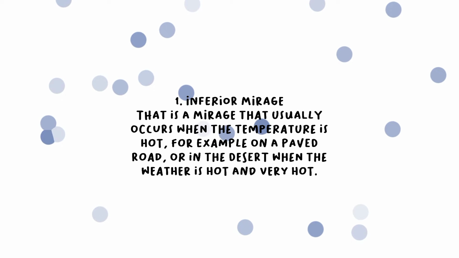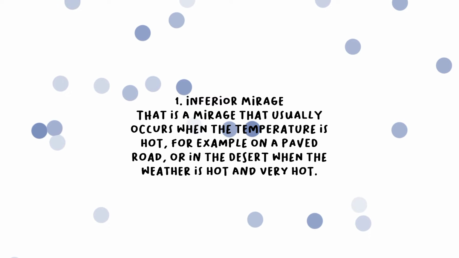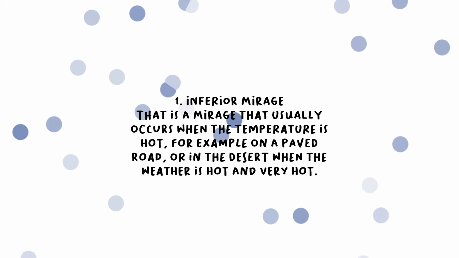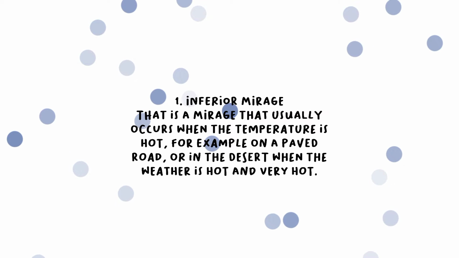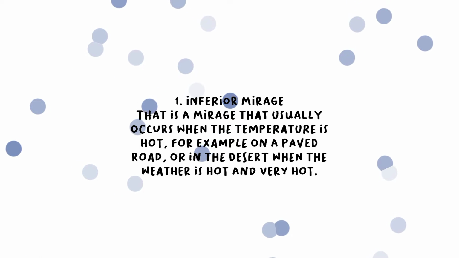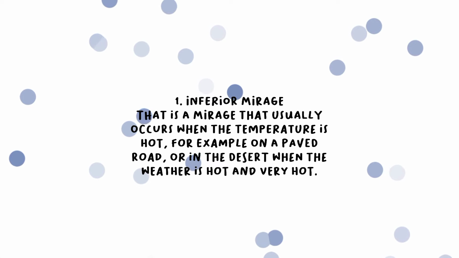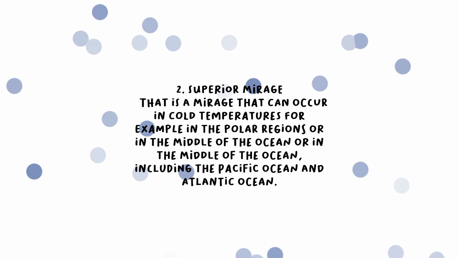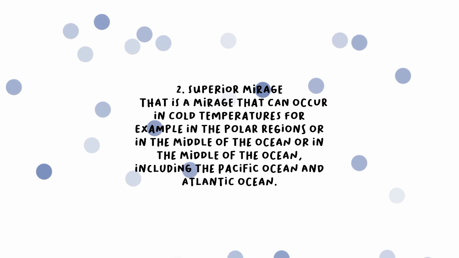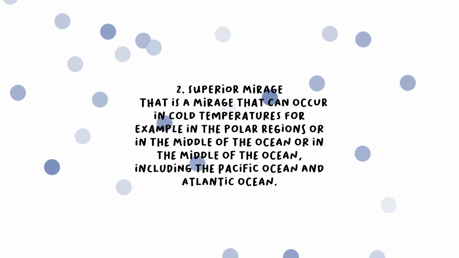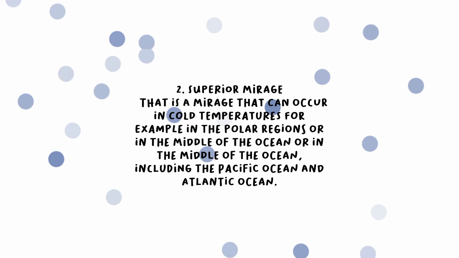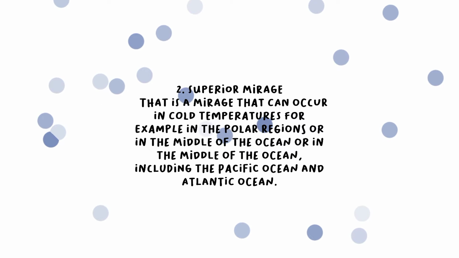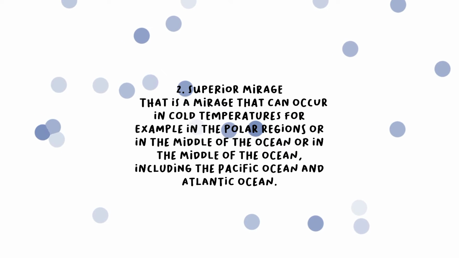Number 1. Inferior mirage. That is a mirage that usually occurs when the temperature is hot, for example, on a paved road or in the desert when the weather is very hot. Number 2. Superior mirage. That is a mirage that can occur in cold temperatures, for example, in the polar regions or in the middle of the ocean, including the Pacific Ocean and Atlantic Ocean.